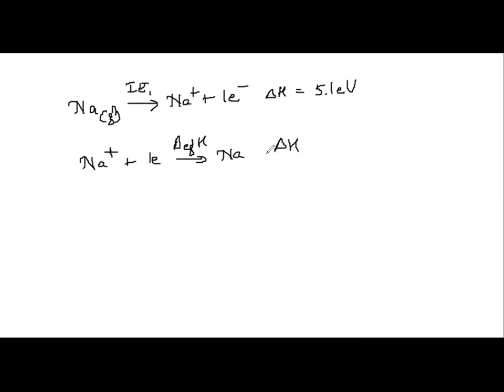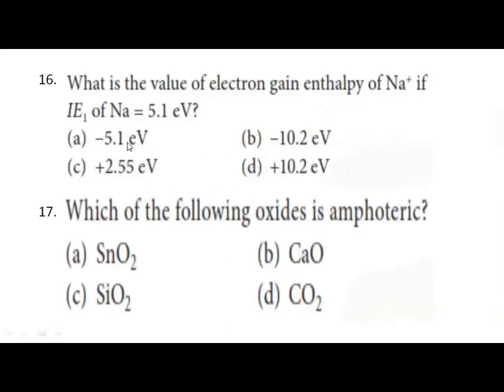It will gain the electron very easily, yes, since it has become Na plus. Then the electron gain enthalpy will be what? It will be the same as the ionization energy. How much energy you put in to remove the electron, the same amount of energy will be released when it gains the electron. Therefore, it will be minus 5.1 electron volt. Energy will be released when it gains the electron. So minus 5.1 electron volt is the correct option. Yes. Which of the following oxides are amphoteric?